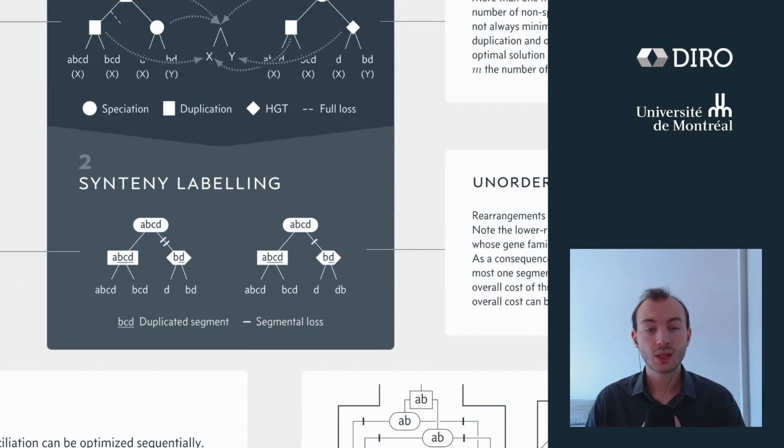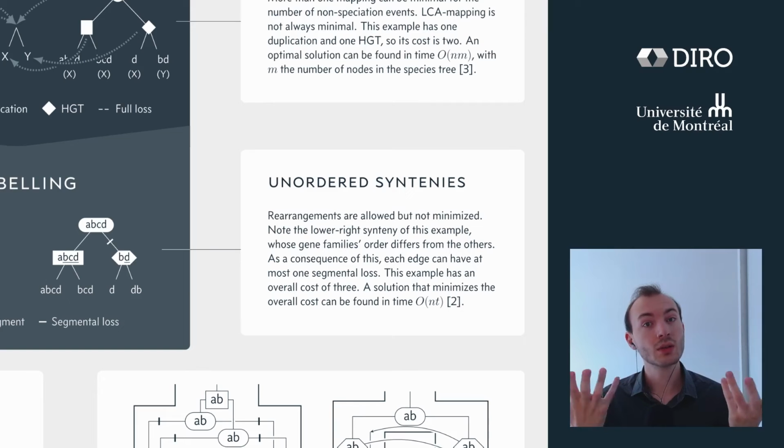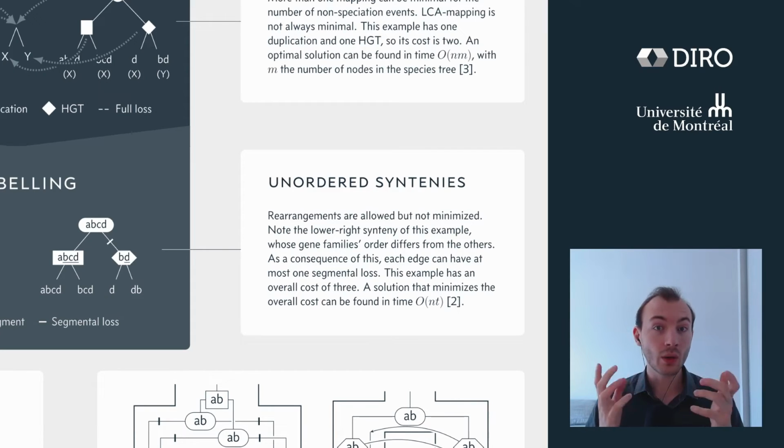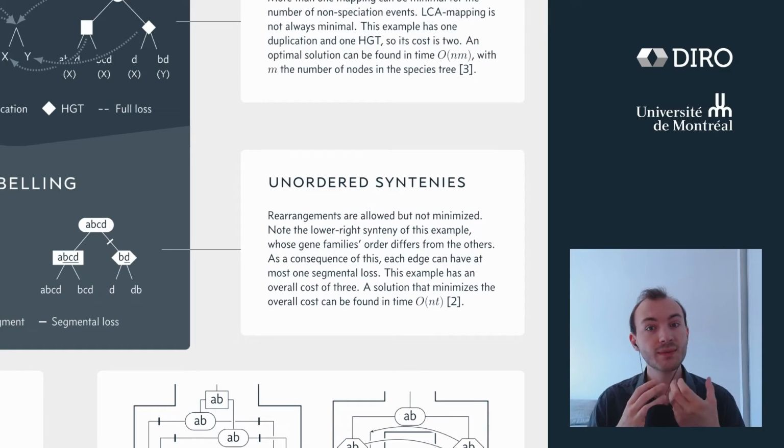In the unordered version, rearrangements are allowed, but are not minimized, so we can have any number of rearrangements. Note, for example, that the lower right syntheny has a different order on the gene families D and B relative to the other synthenies. As a consequence of allowing any number of rearrangements, we can have at most one segmental loss on each edge, and this makes the problem much simpler. Indeed, a solution that minimizes the number of segmental losses can be found in O(n · t) operations.